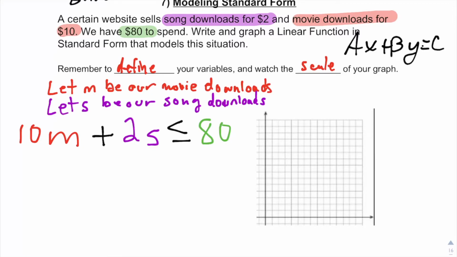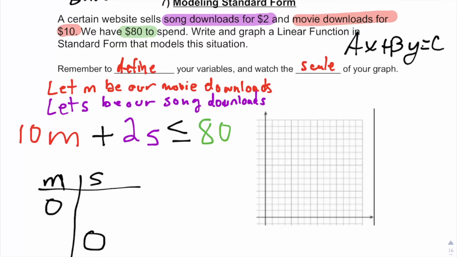So now we need to graph this. Well, the easiest way to graph anything in standard form is by the intercepts. So let's make a table with my m and my s. My s-intercept is going to be when my m is equal to 0, and my m-intercept is going to be when my s is equal to 0.